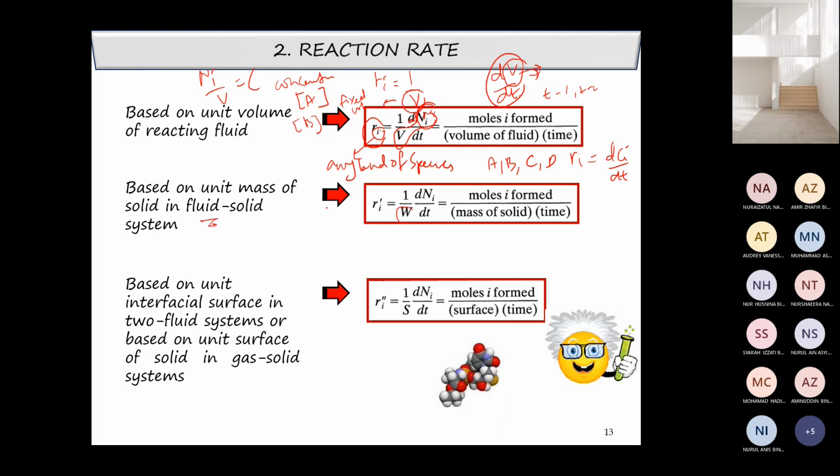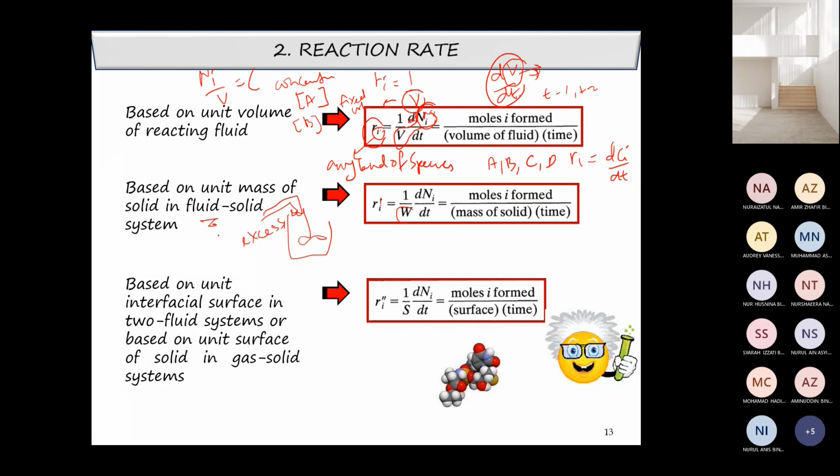Alright, because usually if there is a fluid and solid system, the fluid is introduced in excess. Okay, so we don't consider it. Okay, so what we want to consider is how much mass of solid is being introduced into the reactor. Okay, that's why we have 1 over W, Ri, okay, with a single prime, is equal to 1 over W dNi over dt, which is moles of i formed over mass of solid times time.